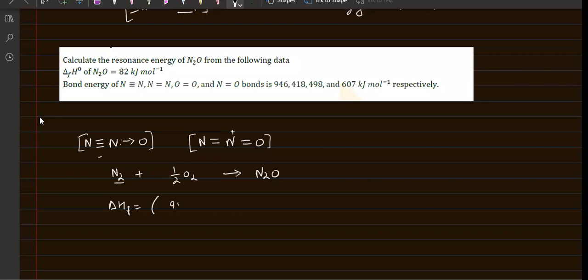946 actual one, okay? Plus half O2, and in this N2O, one N double bond O, which is, what is N double bond O? 607. Okay, so you might be asking why I have taken 946. I should have taken 418, right?